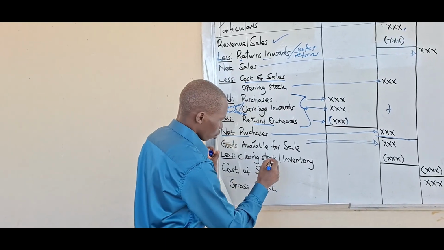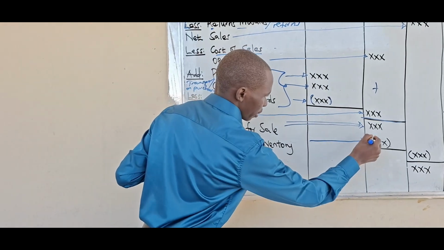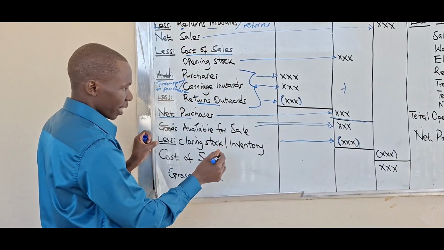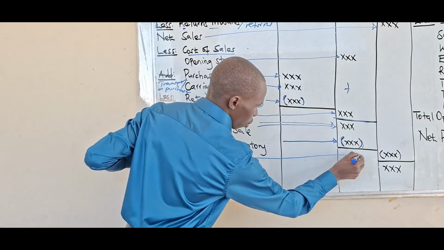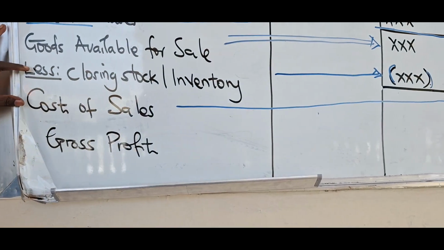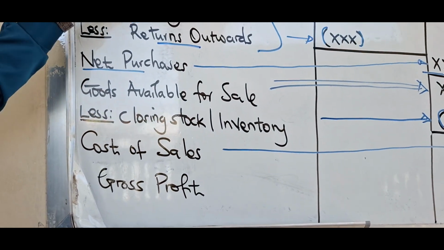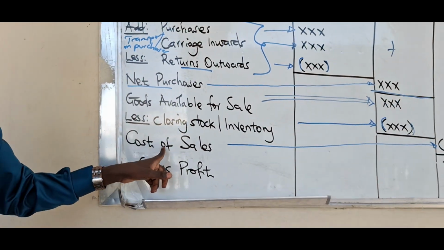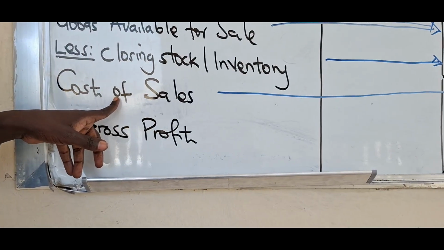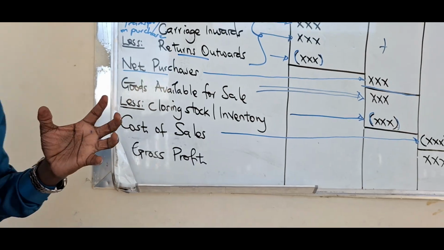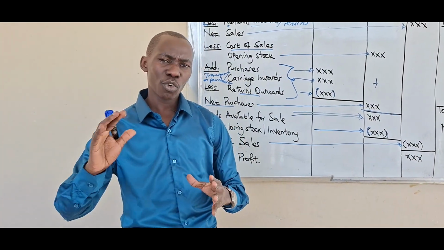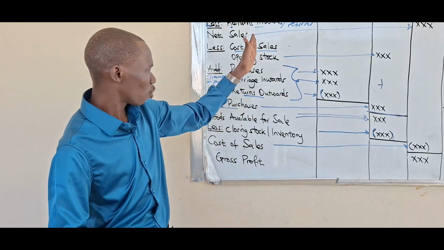So the moment you get closing inventory, you subtract it from your goods available for sale. Automatically, you are going to get your cost of goods, or cost of sales. Now you look at this. We have done all this working because we are looking for cost of sales. But if the question was direct and cost of sales was given, when you check your question, you have your revenue, figure is given, you have cost of sales, figure is given. You don't need to go through all this.